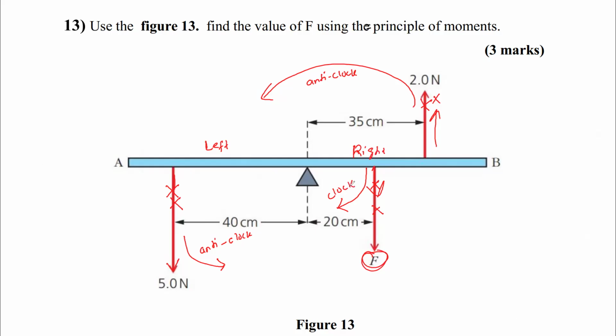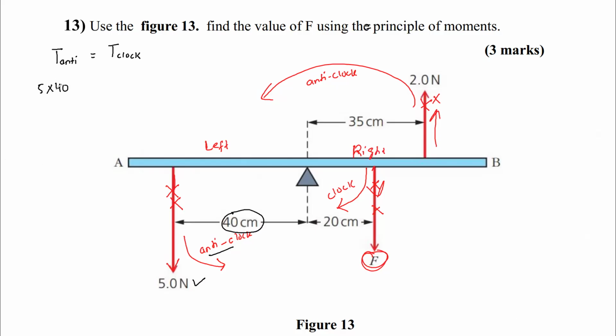This is the most important thing you have to know: which one is anti-clockwise and which one is clockwise. To solve this question, the first important thing is to take the formula. What is the formula? That is T anti-clockwise is equal to T clockwise. This is the simplest formula that you can use to solve any type of question. Here the 5 Newton is anti-clockwise and the distance is 40 centimeter. So I just take 5 multiplied by 40 centimeter.